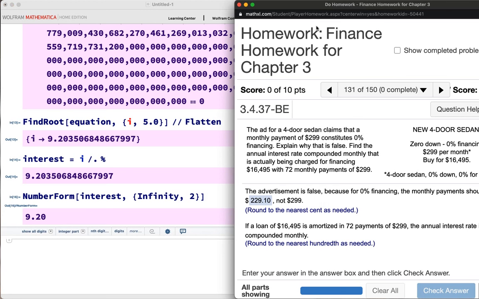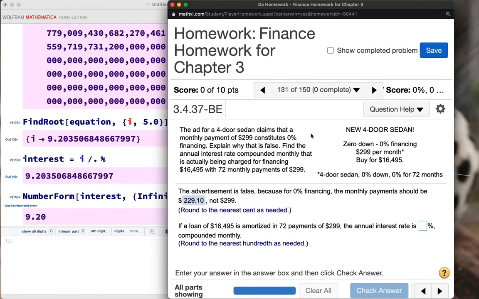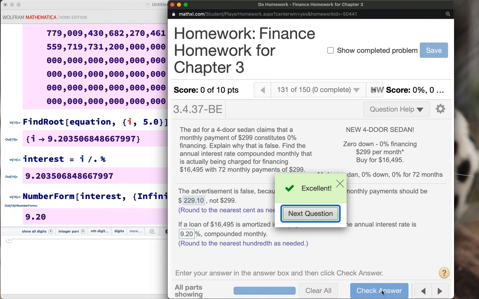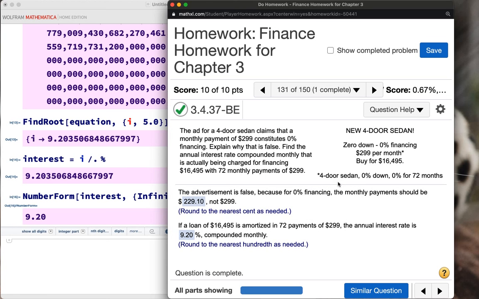So the answer should be 9.20%. Okay, and Pearson agrees with me. That is really the answer to the problem. So just one more thing before we're done with this video.